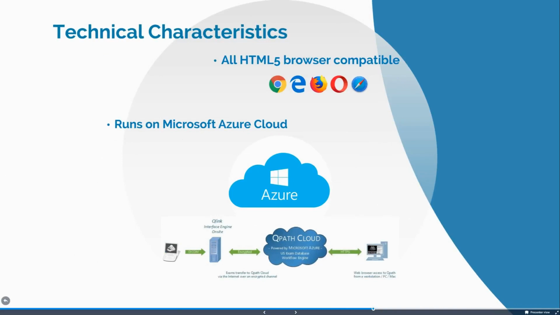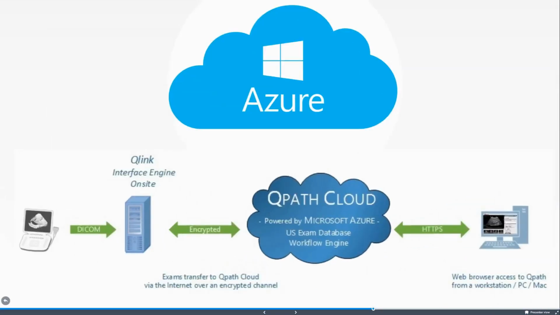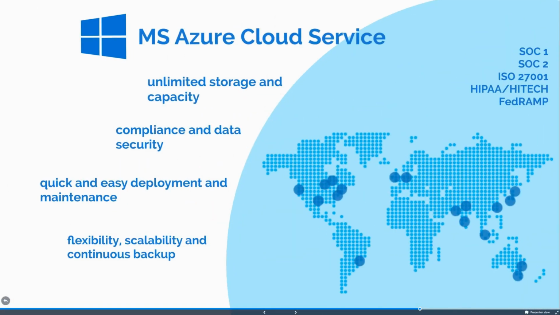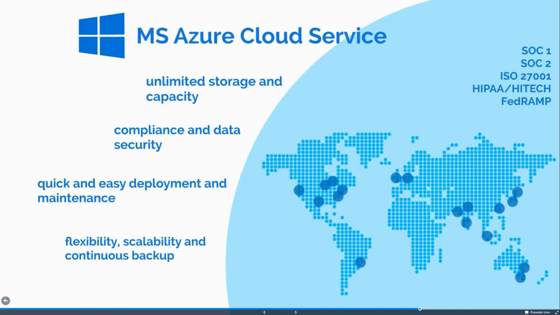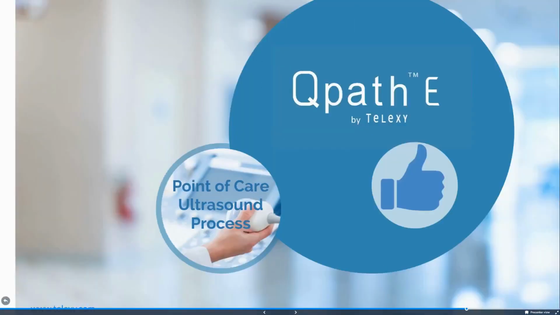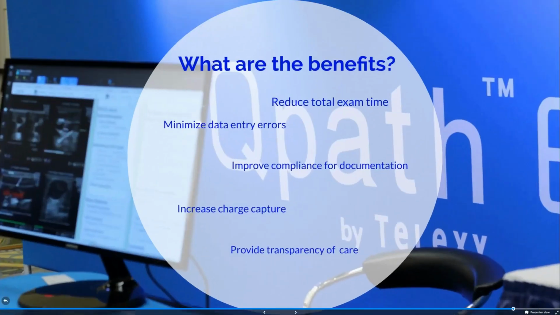Qpath E is a web-based app hosted on Microsoft Azure Cloud trusted by millions of clients all over the world. Microsoft Azure offers unbeatable benefits to its users such as security compliance and data protection, limitless storage and high capacity. Continue watching this presentation to learn more about Qpath E.